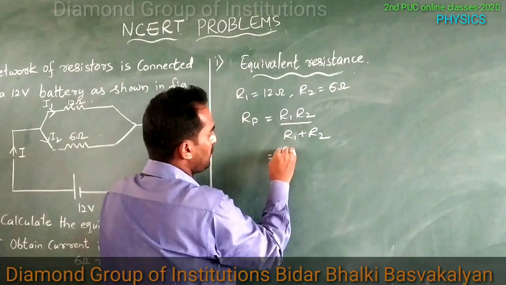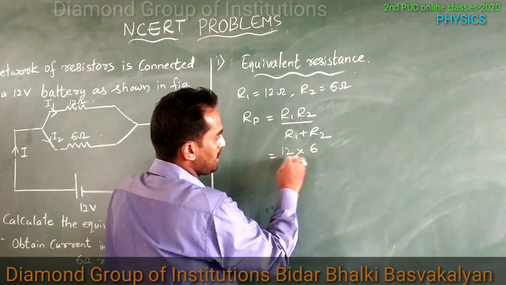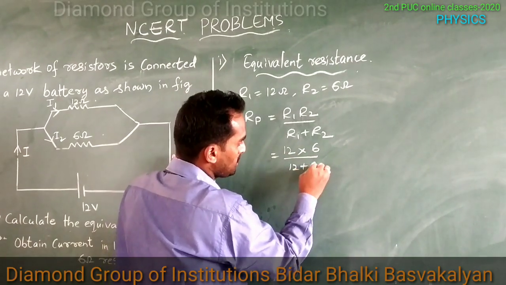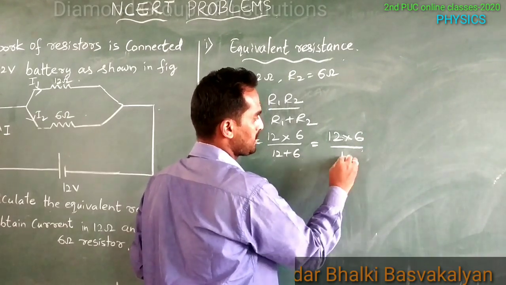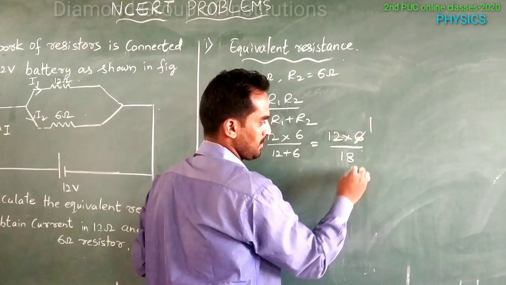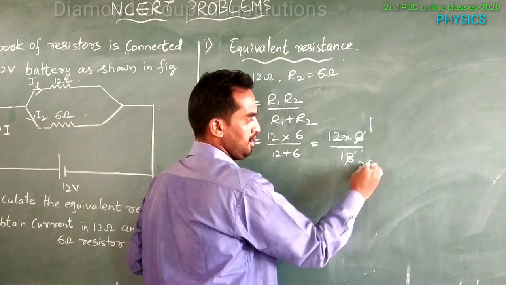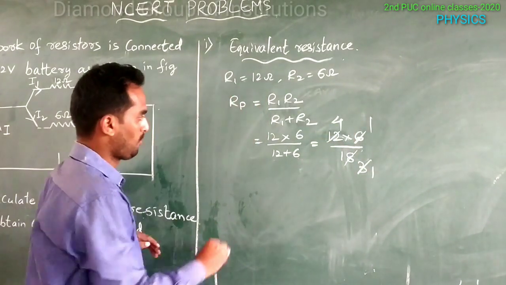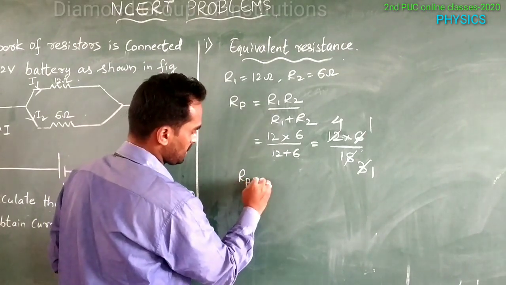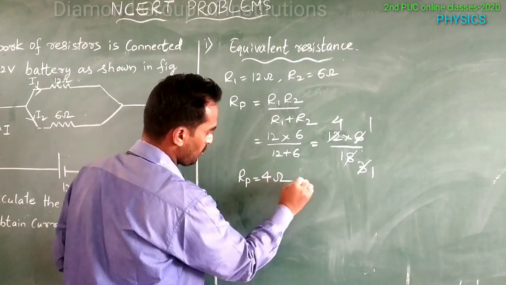So what is R1 value? 12 into 6 by 12 plus 6, 18. 6 1s are 6, 6 3s are 18, 3 1s are 3, 3 4s are 12. So what will be the equivalent resistance value? We got it as 4 ohm.